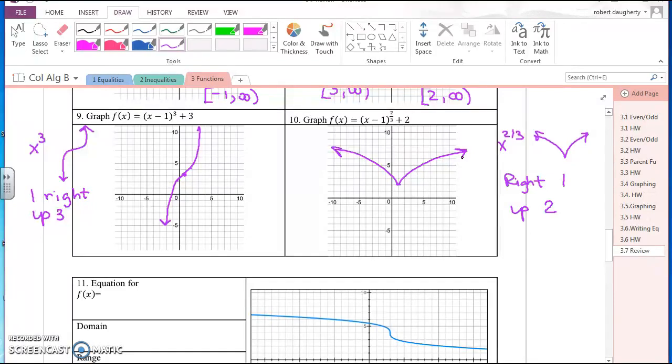So those are graphing translated functions. And again, you may be asked on the test to figure out the domain. In this case, that domain is negative infinity to infinity. And the range of this function is going to be 2 to infinity.